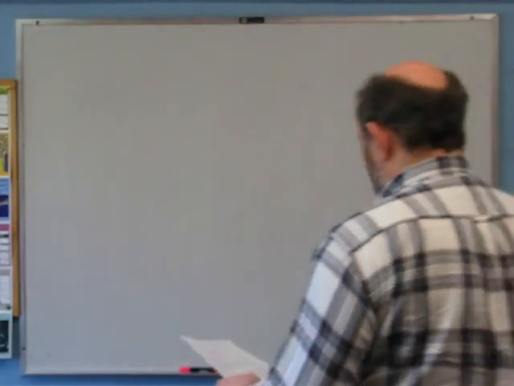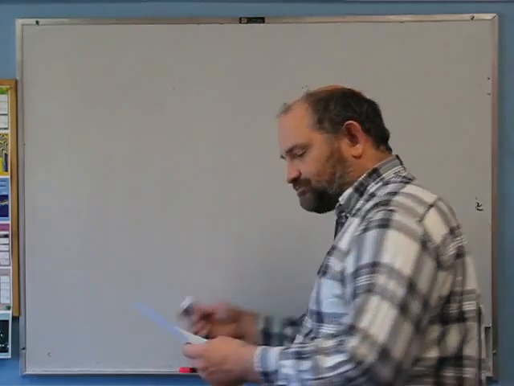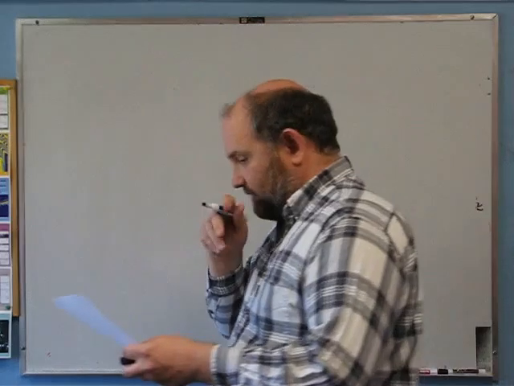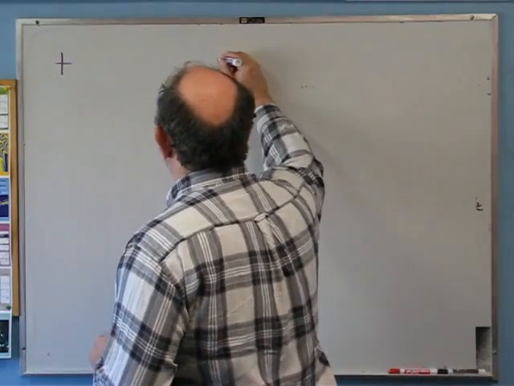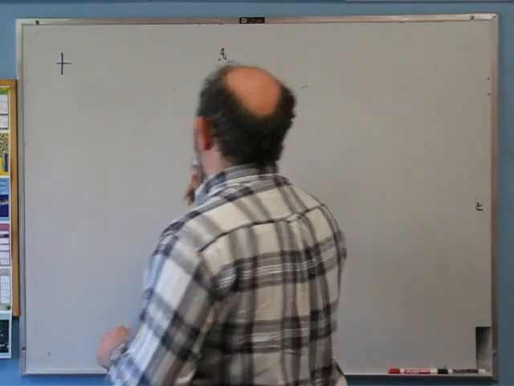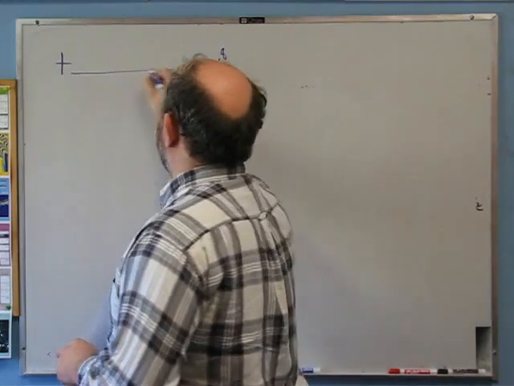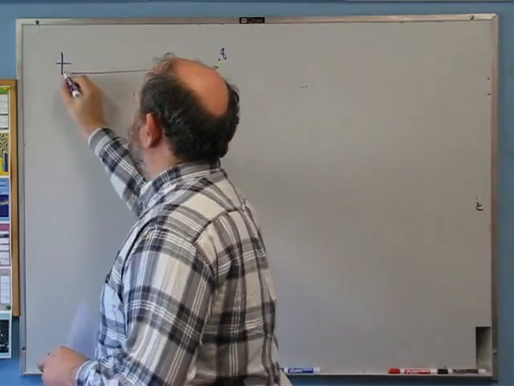Consider a charged particle with positive charge Q. We're going to think about the force on this charged particle at various different distances from the origin. So I'll place the origin there. I will place my charged particle here. I would say the distance from the origin is r.